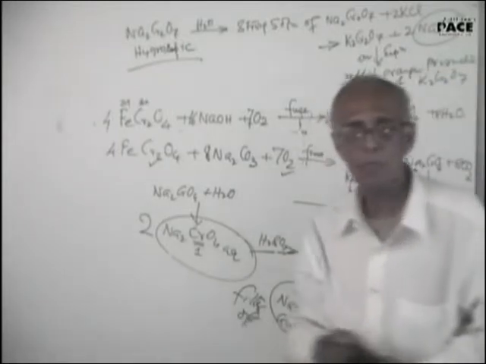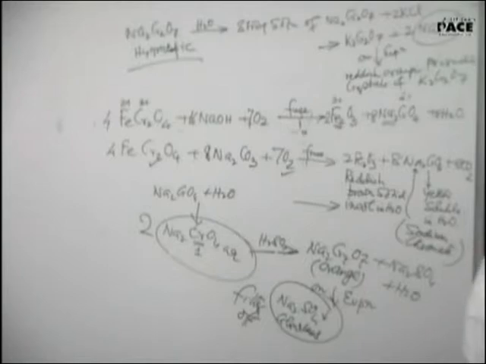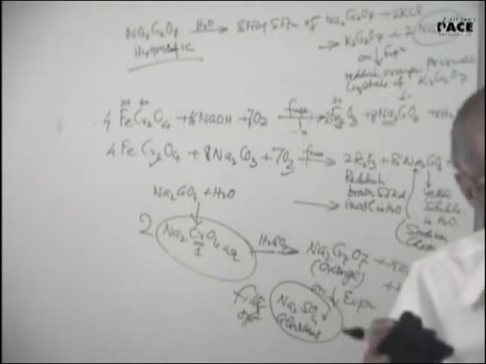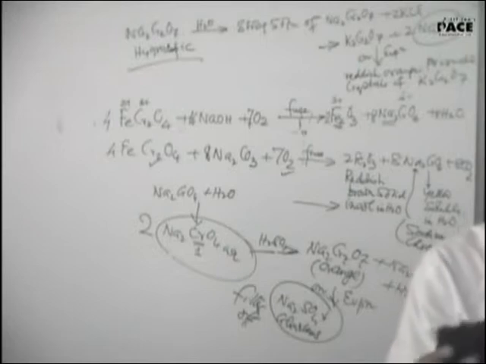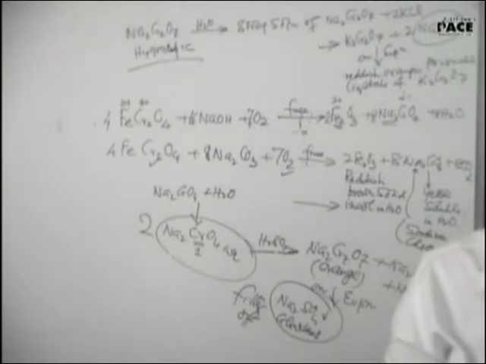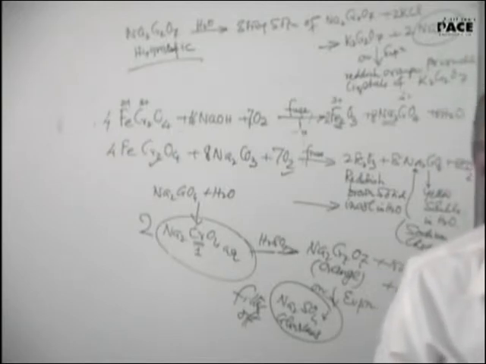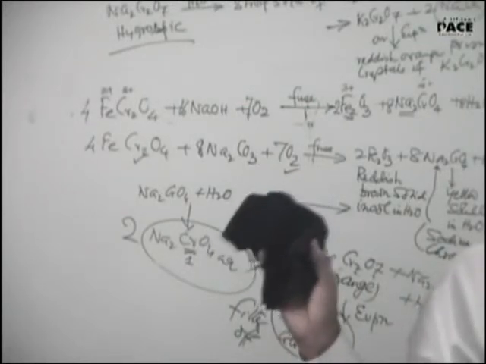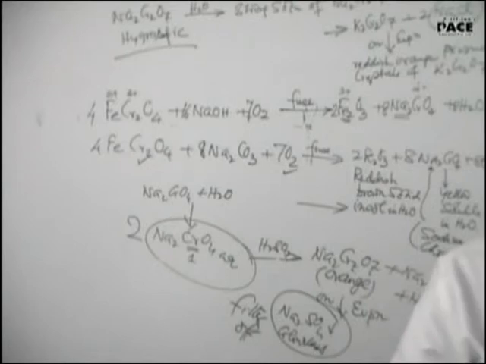Excuse me, sir. Sir, why not directly use K2CO3, potassium carbonate, in the first reaction with the chromite ore? I can't hear you properly. Can you speak properly? So why not directly use potassium carbonate with the chromite ore? You can use it, but as I have discussed earlier, potassium carbonate is more difficult to prepare. You have to use Leblanc's process for potassium carbonate preparation. Sodium carbonate is more readily available than potassium carbonate. It is much cheaper.